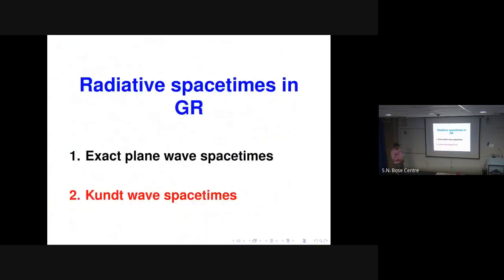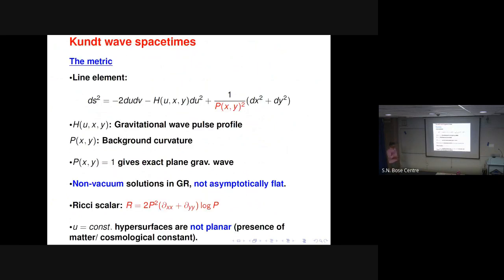Okay, so now we move on to Kundt's wave. So here a sort of a background and wave comes about, you can see through it. So here you see, initially in our case, this H was giving you the gravitational wave part. And now you see in this metric, what is the change in the Kundt wave? You have a conformal factor sitting over here. So P gives you a sort of a background curvature. Why do I say this background curvature? This is because when you write down the Riemann tensor or the Ricci tensor, one part comes from this P and one part comes from this H.